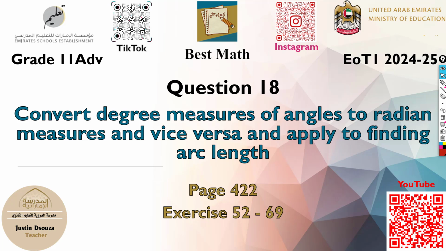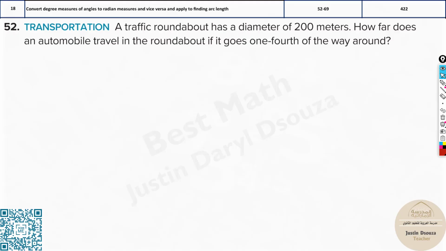Moving on to question 18, it is the conversion of degree and radian measure, and also to find the arc length. Here we have a real world problem about transportation. A traffic roundabout has a diameter of 200 meters. How far does an automobile travel in the roundabout if it goes 1/4 of the way round?